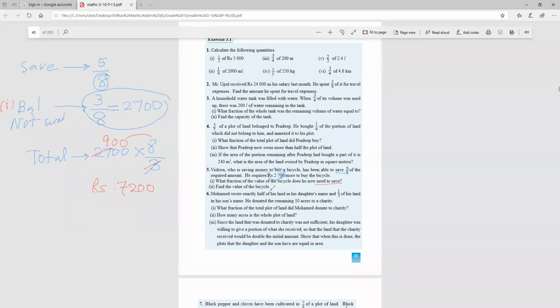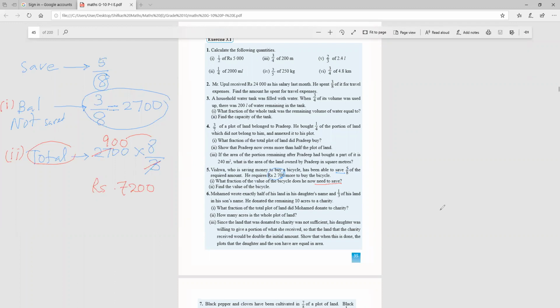Find the value of the bicycle. What is the value of the bicycle? Total value of the bicycle is the second part. 7200. Is it okay? Okay. Now, fourth question. I am going to do the fourth question.